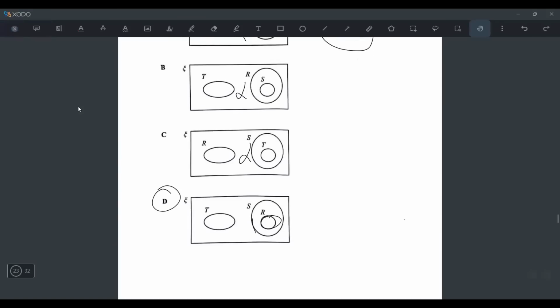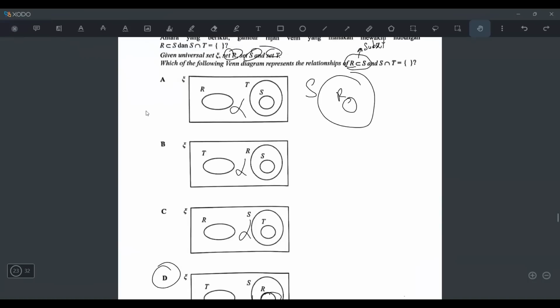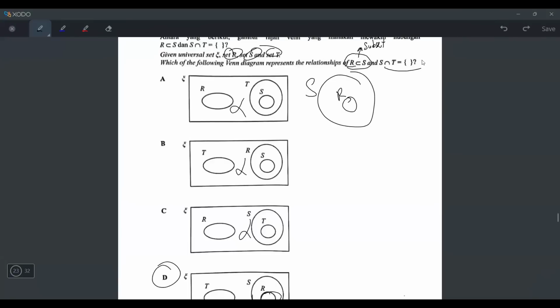Can you see? So you haven't even finished reading the question. I haven't finished reading the question, but I know the answer already. But let's read the whole thing also. S intersect T is empty set. What does S intersect T is mean? This is a symbol for empty set. If they leave it blank, it means this is S, this is T.